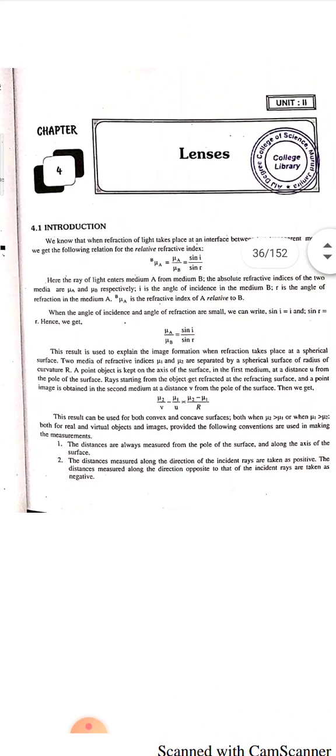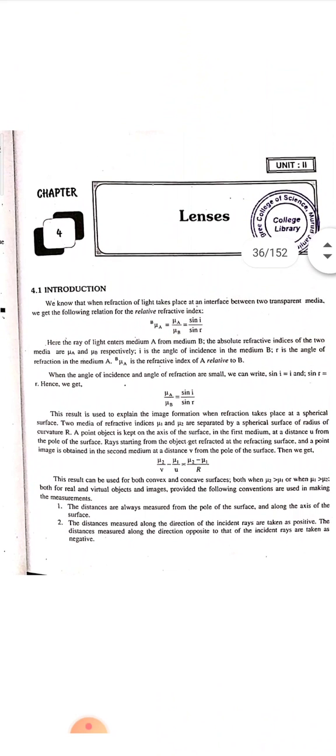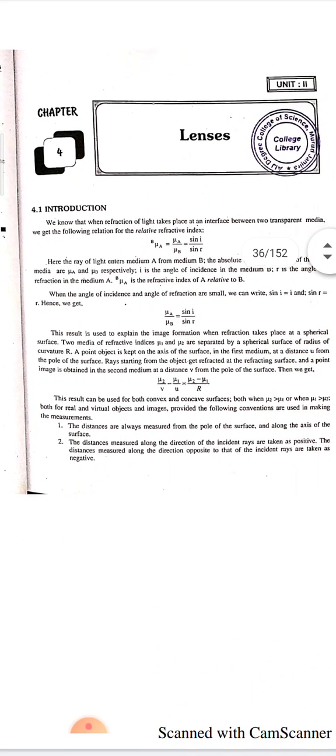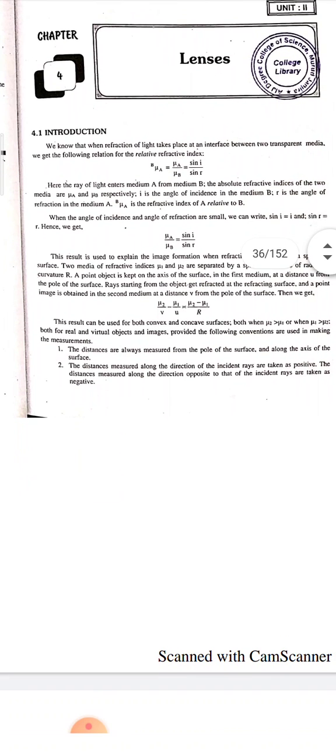When the angle of incidence and the angle of refraction are small, we can write sin i is equal to i and sin r is equal to r. Therefore, mu A upon mu B is equal to sin i upon sin r. This result is used to explain the image formation when the refraction takes place at a spherical surface.